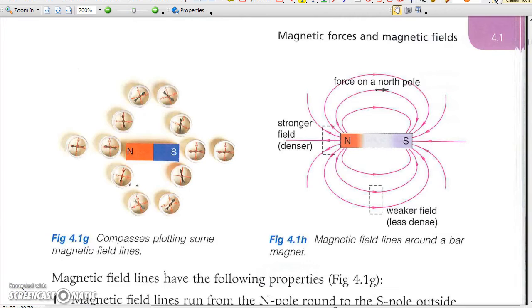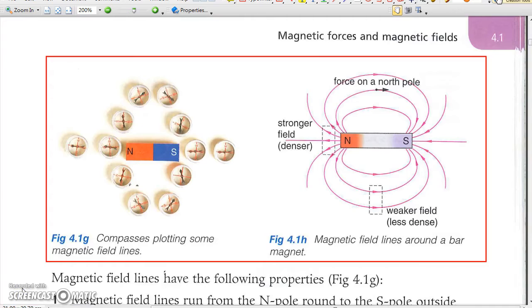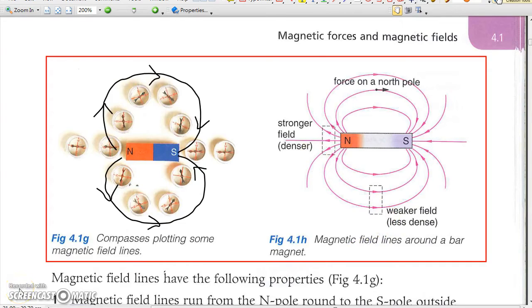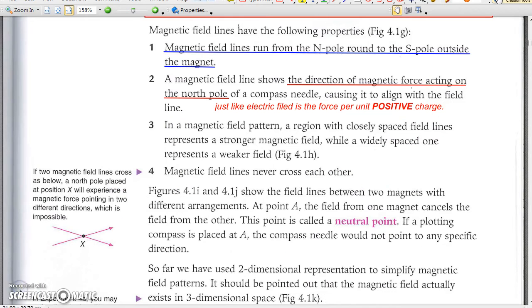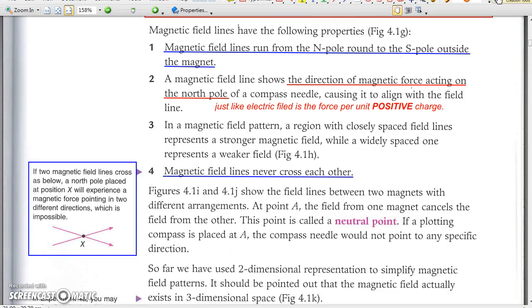Similar to electric field, the density of field lines is directly proportional to the field's strength at that point. The direction of field lines, on the other hand, gives the direction of magnetic force on a north pole placed at that point, and so magnetic field lines can never cross. Otherwise, there would be two forces acting at a single point.